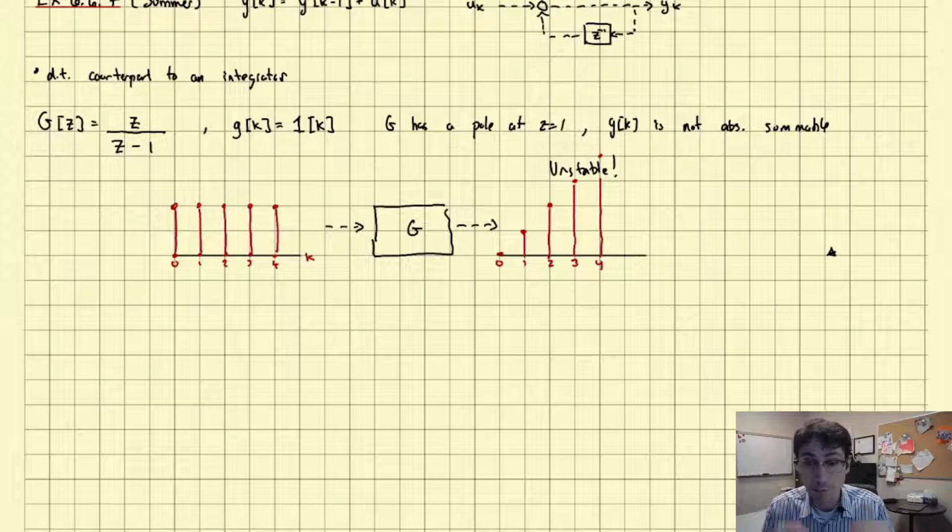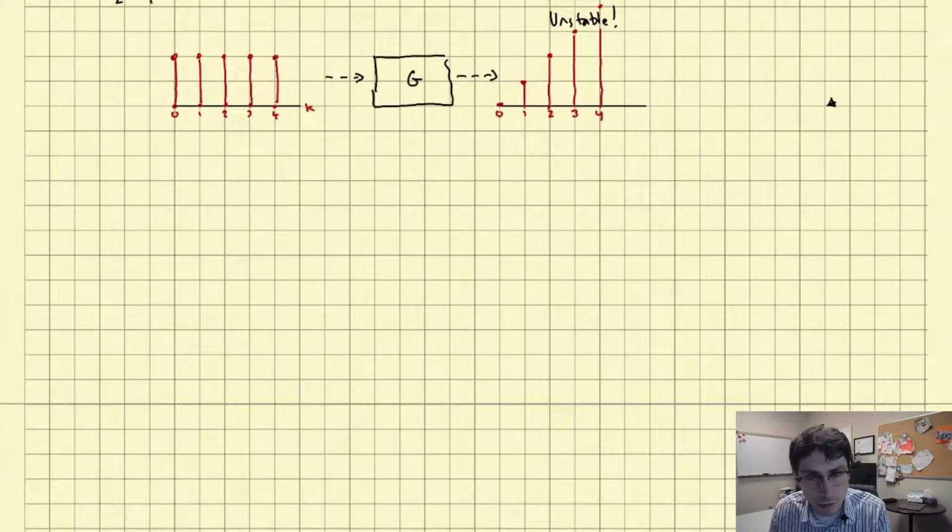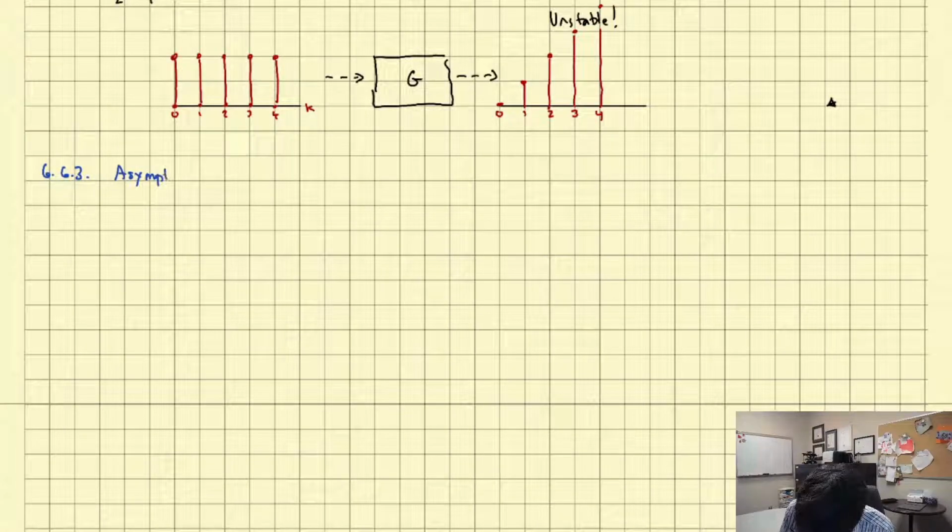Okay, so we've talked about asymptotic stability and BIBO stability. What is the relationship between these two things? Let's check it out. They look superficially very different. One involves initial conditions, no inputs. The other one involves inputs, no initial conditions. So 6.6.3, asymptotic stability and BIBO stability.